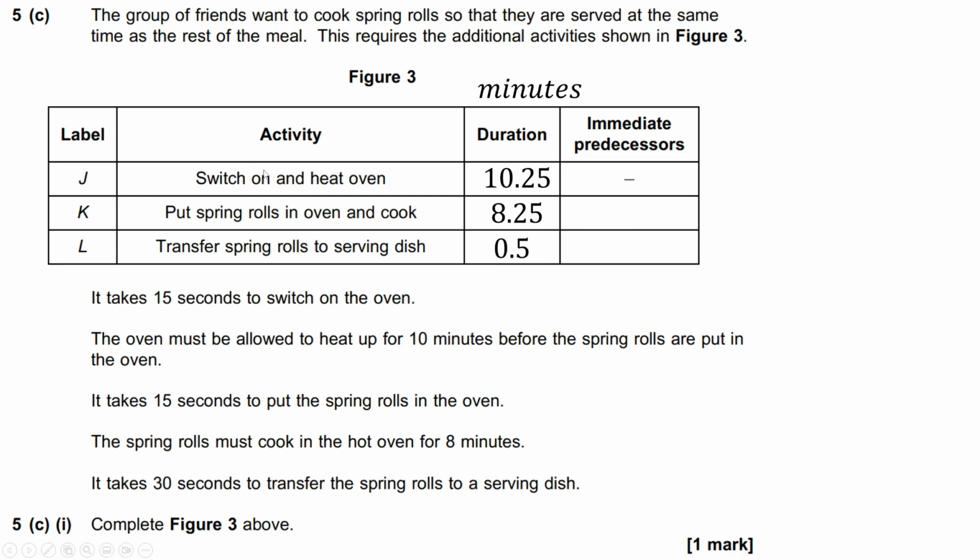Immediate predecessors. Well, first, to be able to put the spring rolls in the oven and cook them in the first place, we need to switch on and heat the oven. So that's J. Now, transferring them, the immediate predecessor, well, we have to have them finished before we can actually put them on a serving dish. So that must be K, capital K.